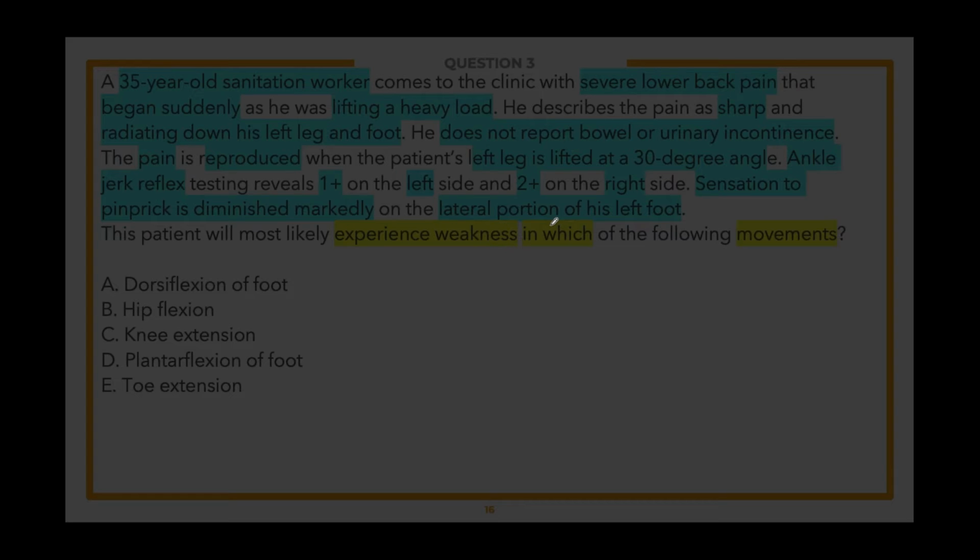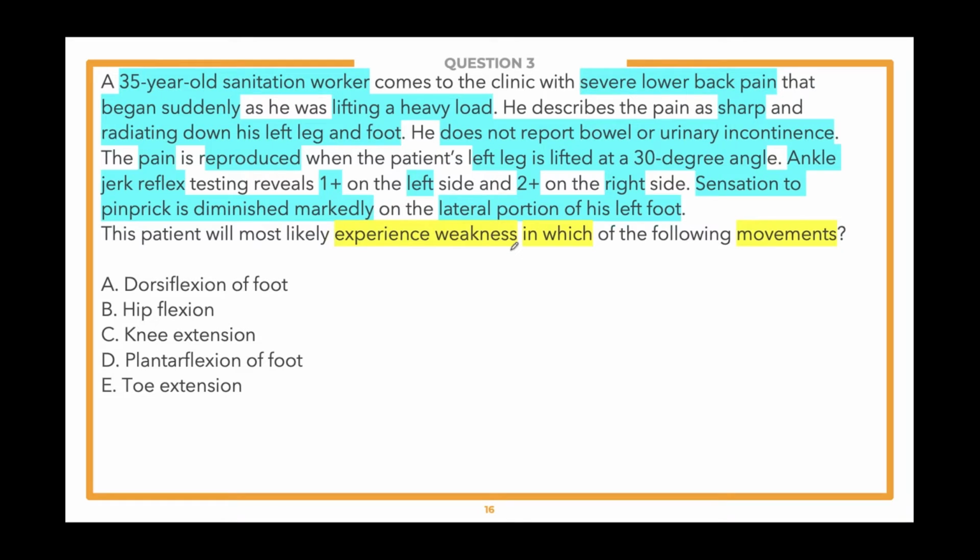And once again, we're going to start at the bottom. We're going to work our way up to the top. Answer choice E, toe extension. D, plantar flexion of foot. C, knee extension. B, hip flexion. And A, dorsiflexion of foot. So once again, we're going to go ahead and open up that poll. Go ahead and select what you think is the best answer here, and we'll talk about it in just a few seconds.